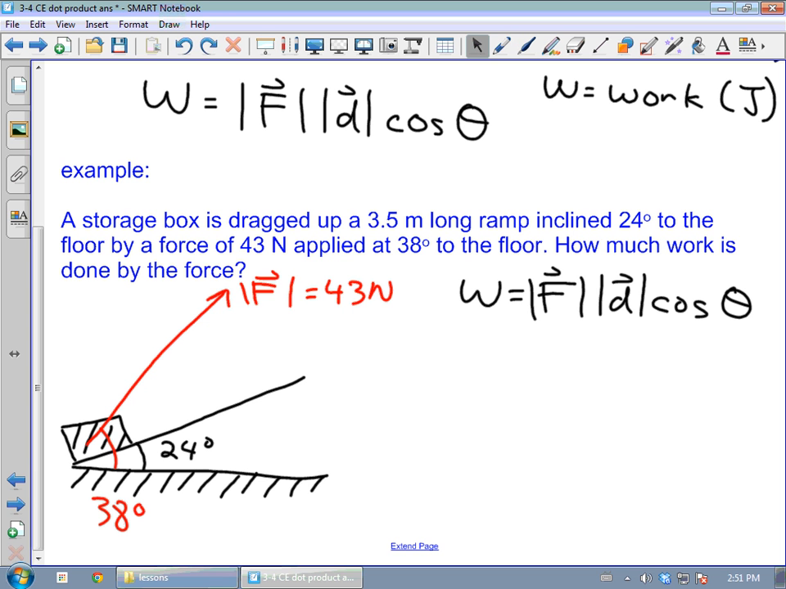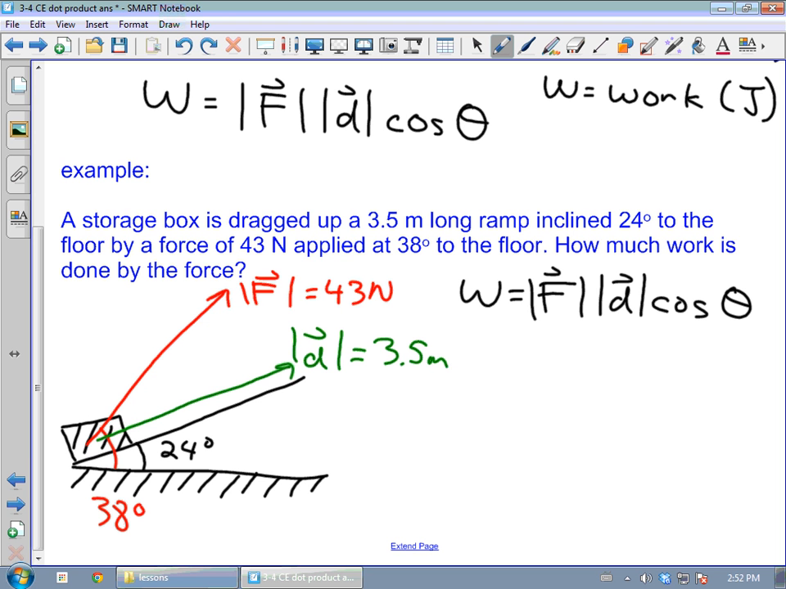The other vector involved here is my displacement vector. To get my displacement vector, I have to think about what path this crate is going to follow as it's being dragged. So applying this force, we're dragging it along. It is going to travel along the ramp. So that is my displacement. It's going to move in the same direction as the ramp. The magnitude of that displacement is going to be 3.5 meters.